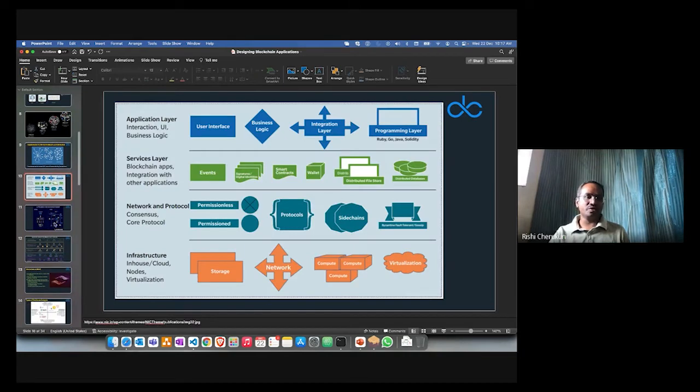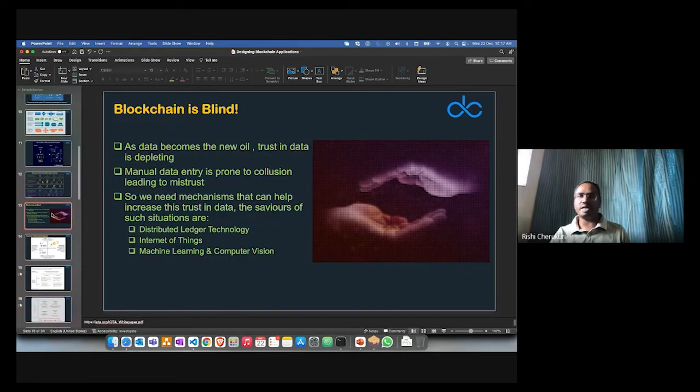Let me show you a few slides as well. Why do we call blockchain blind? Blockchain is called blind because once you receive data, that data is fed into the internet, right? There is a lot of data ownership today. If you see Google, they are sitting on a lot of data. Whoever has data, that's the new oil, right?